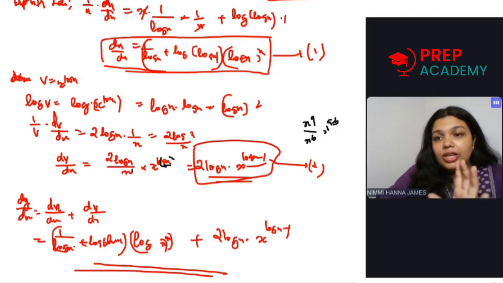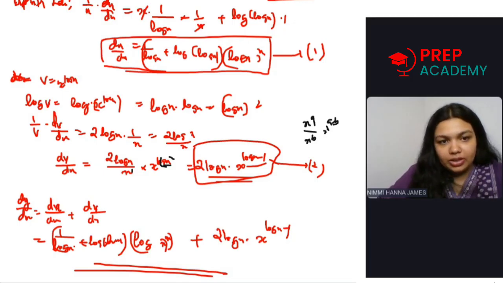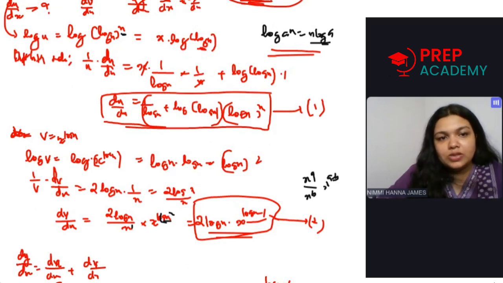So this is how we do the logarithmic differentiation, and this was a special case because we couldn't directly apply the logarithm because we don't have this form log of u plus v. So we split them as u and v. We differentiated them separately and then added them. Okay.